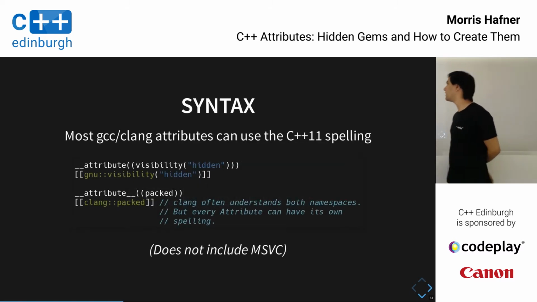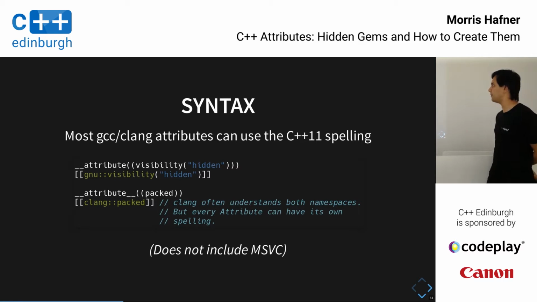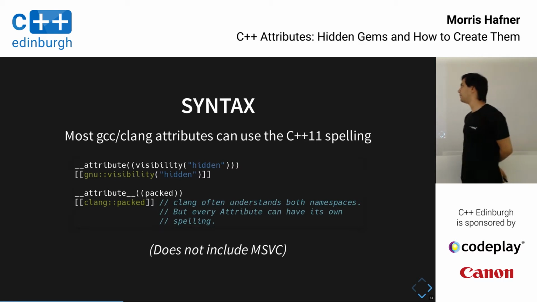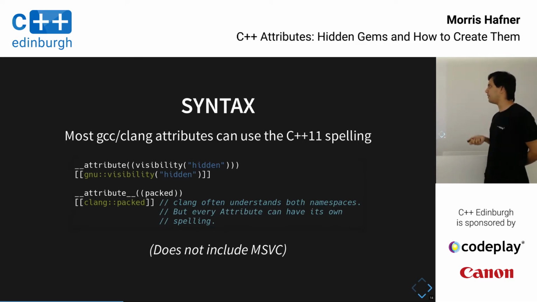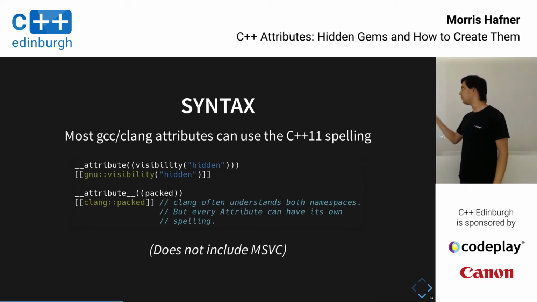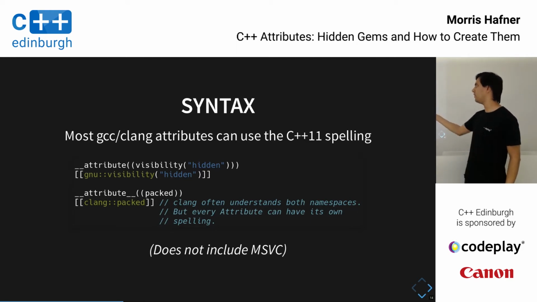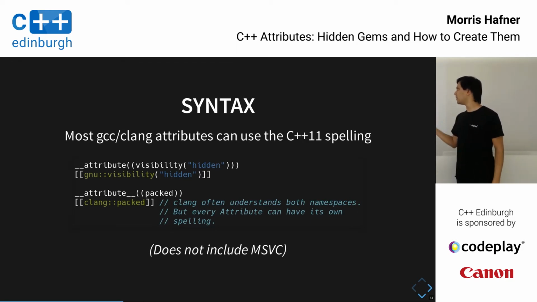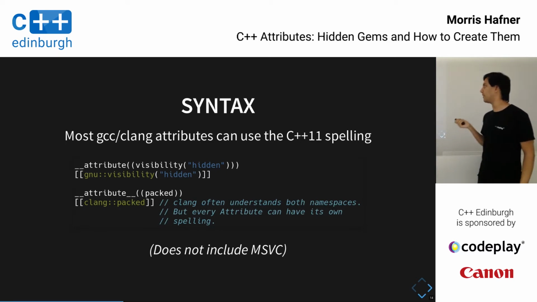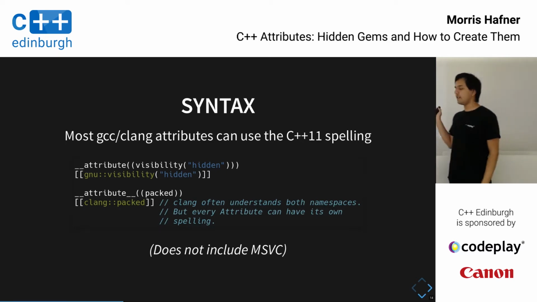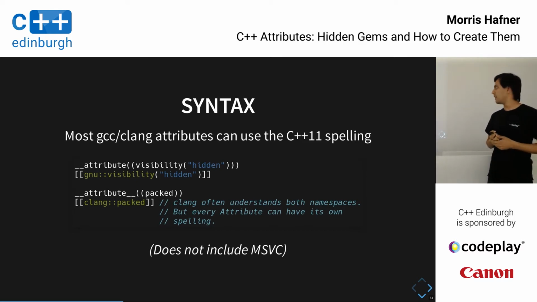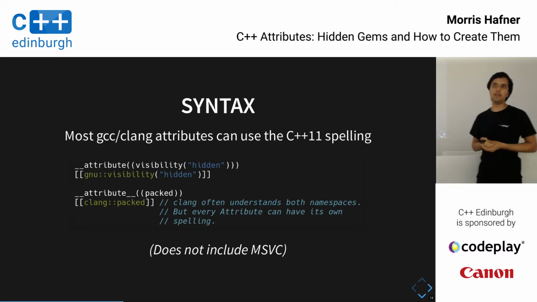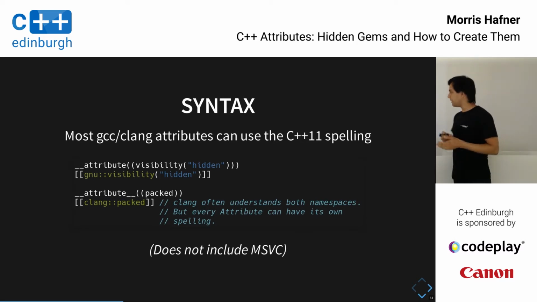So first of all, syntax, because I still see the GNU syntax a lot of the time. There's actually a more concise way of writing your attributes with the C11 syntax. You don't need to write the underscore attribute with the extra pair of parentheses around it. You can just say GNU visibility, for example, or Clang packed. In the case of Clang, it often understands both the GNU namespace and the Clang namespace, but this is not always guaranteed. So you need to look it up inside of the documentation. We will see in a second why this is the case.